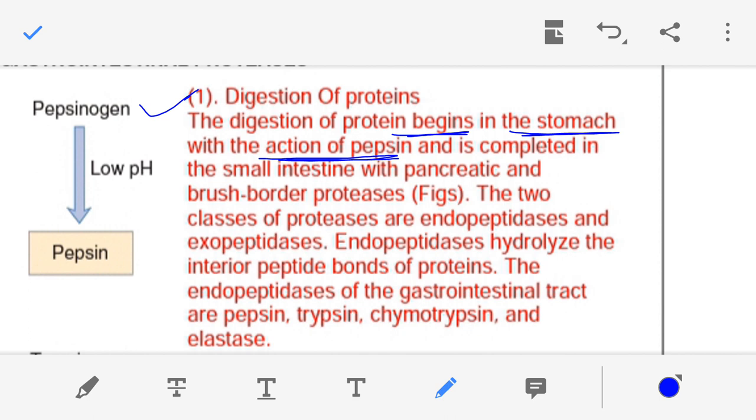So first of all, the pepsin acts on protein in the stomach, and this digestion which has begun in the stomach, this process is completed in the small intestine, and the enzymes which are involved in the completion of protein digestion are present in the pancreatic juice, and also they are located on the brush border of the enterocyte cell. So here the enzymes are present in the small intestine, the pancreatic juice, and the brush border.